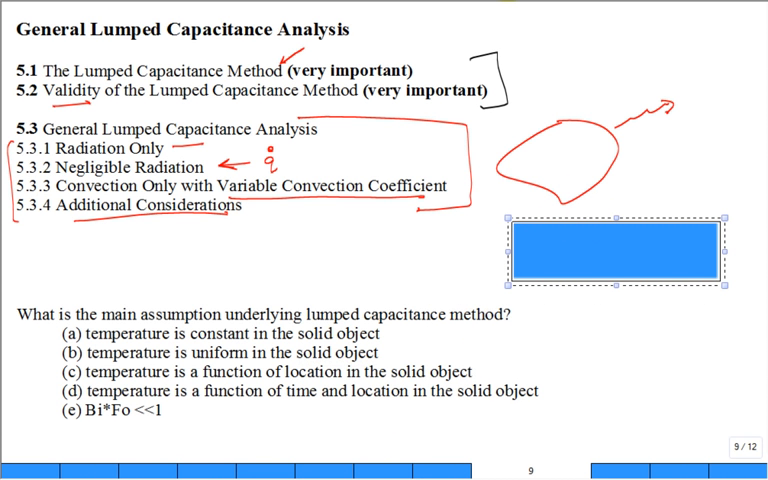What is the main assumption underlying the lumped capacitance method? Is it A, the temperature is constant in the solid object? B, the temperature is uniform in the solid object? C, the temperature is a function of location in the solid object? Or D, temperature is a function of time and location in the solid object? Or that the Biot number times the Fourier number is much, much less than 1?